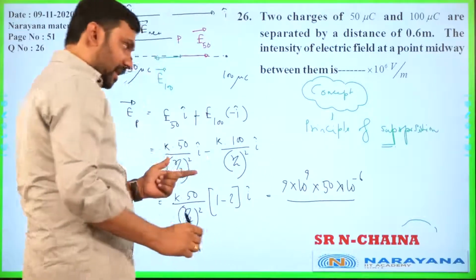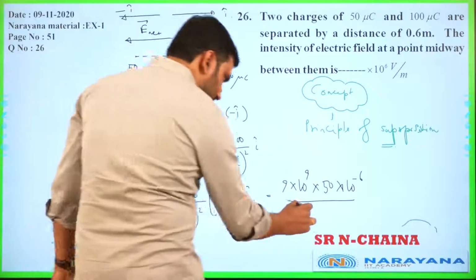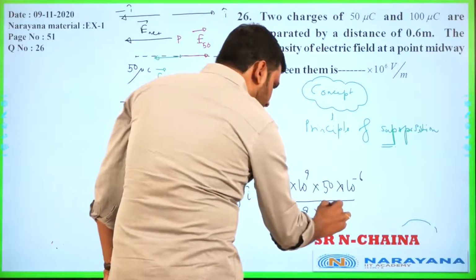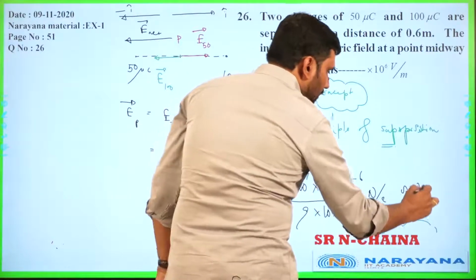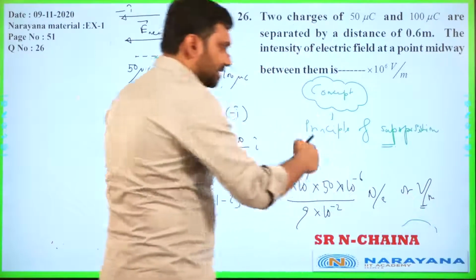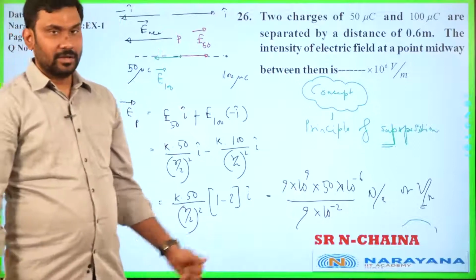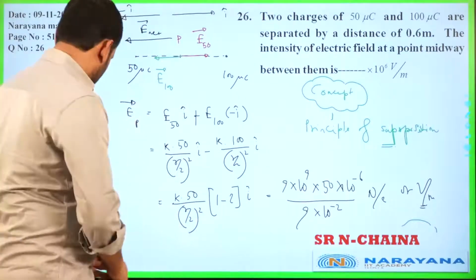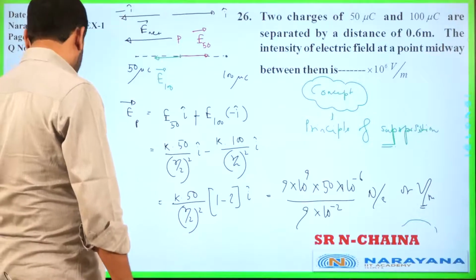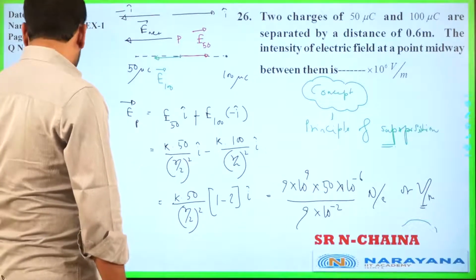So 0.3 square means 0.09, that is 9 into 10 to the power minus 2 Newton per coulomb or volt per meter. Both are the SI unit of electric field. So you can get the answer easily. Alright? Fine? Clear? Chalo. Let us move on.